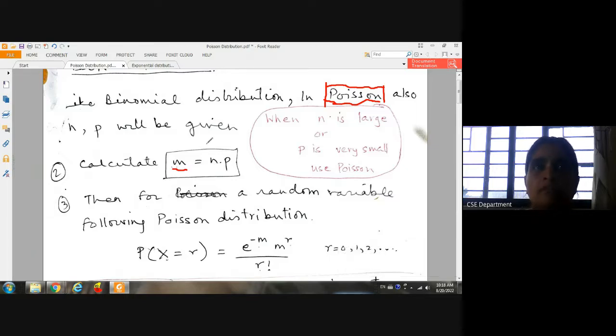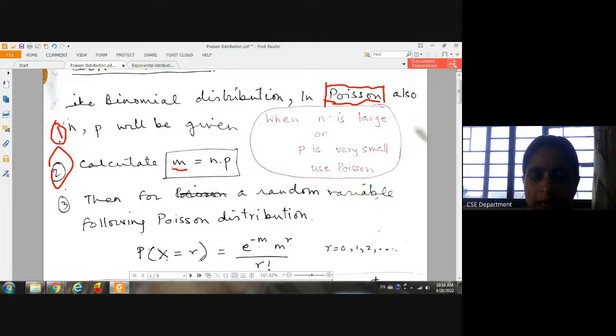So first step, once you read the problem, there is no theory in this. As soon as you read the problem, you have to identify what n is and what p is. After identifying that, you have to calculate m. That is the step. First step is n and p identify. Second step is calculate m. Third step is for the random variable, write down this probability distribution.